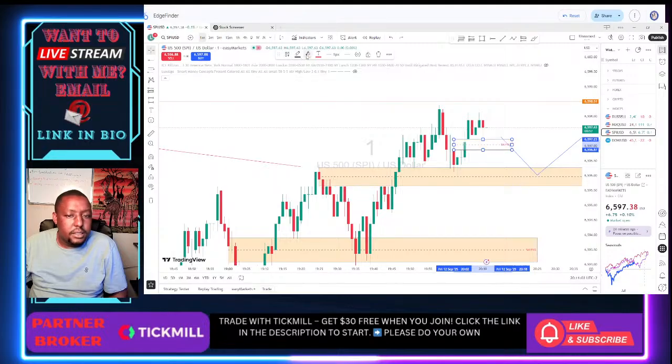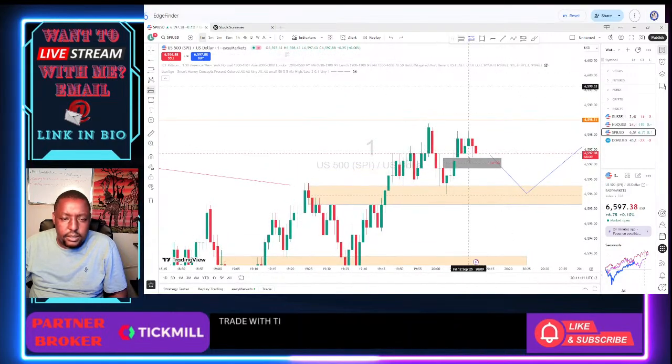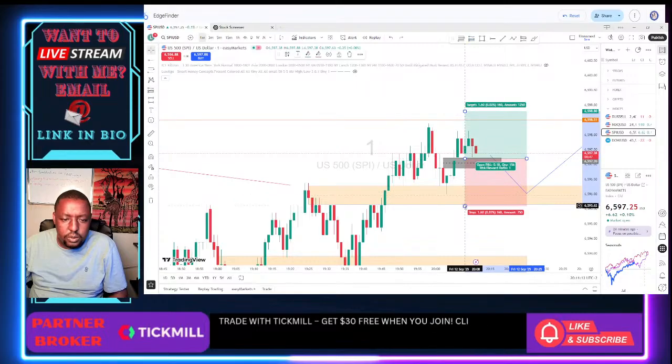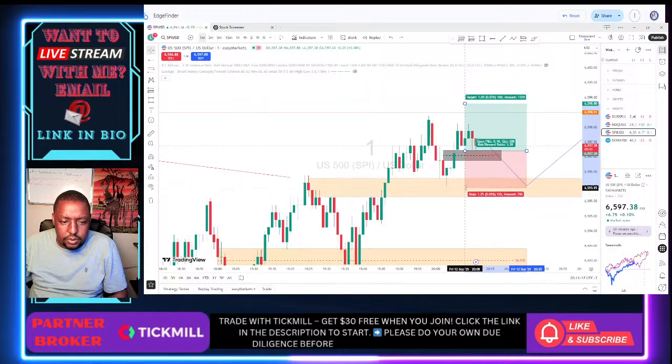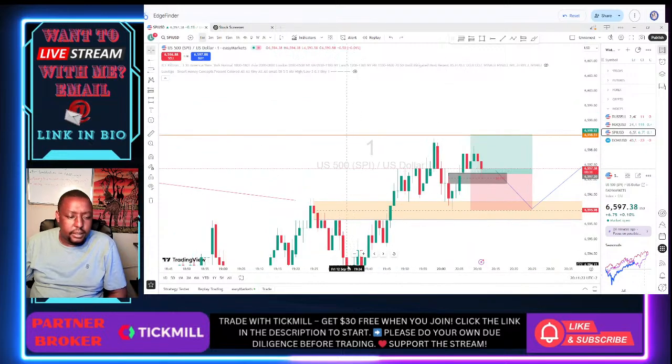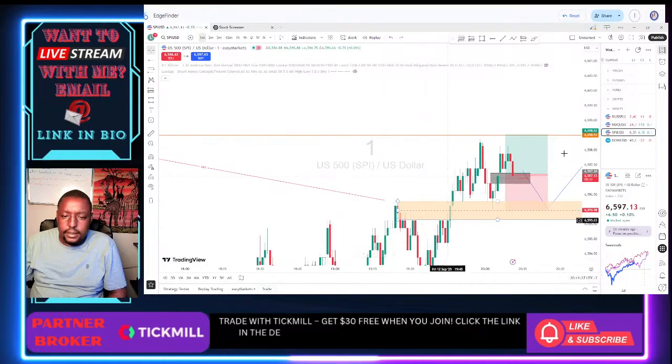I don't like it. I'm willing not to take a trade here because looking at it, you could look to go long there. Stop loss below. Let me see. So that's still a 1:1. Yeah, no.